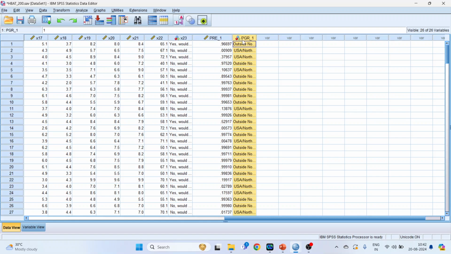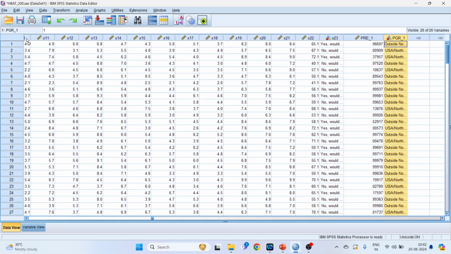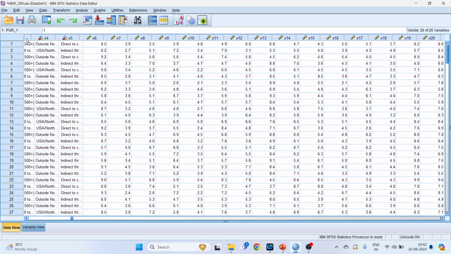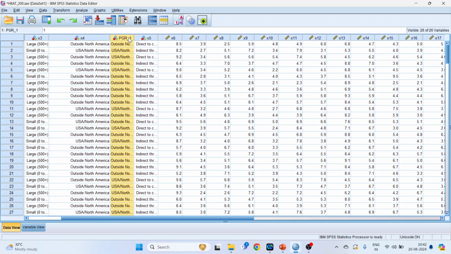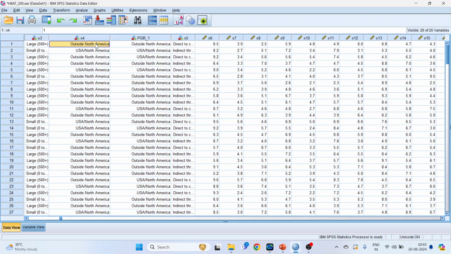Now let me drag this prediction done by the model to the original database. Here it is. So these are the original values and this is the prediction done by the model. For first case, original outside North America, prediction done outside North America. So this is correct classification. Inside North America, this is correct classification.